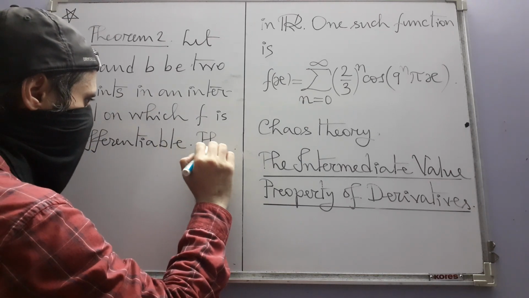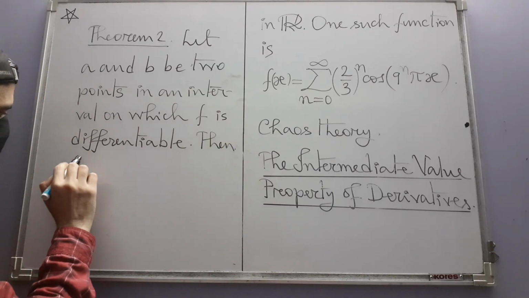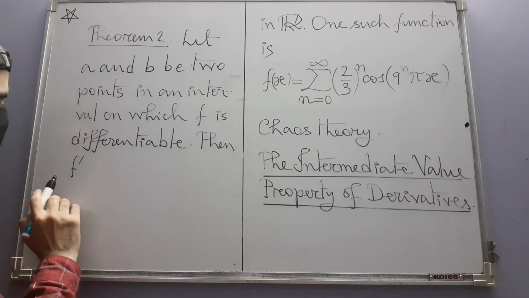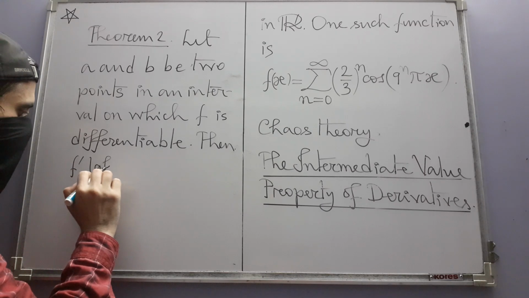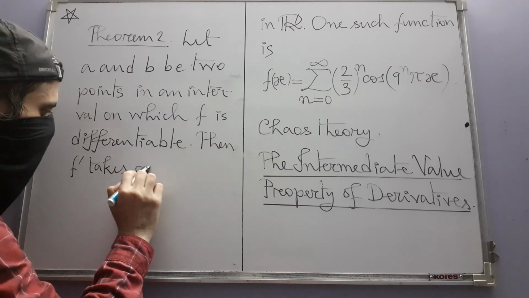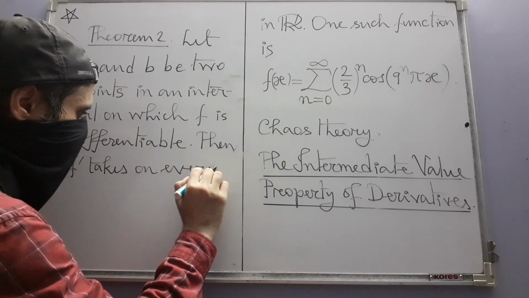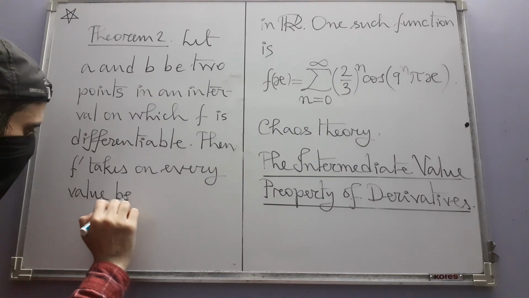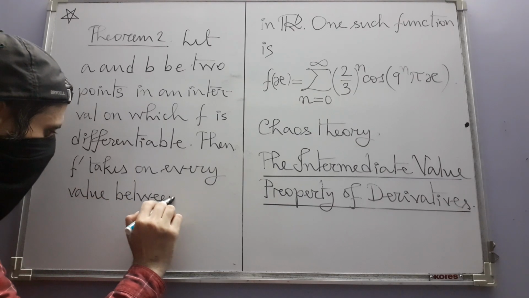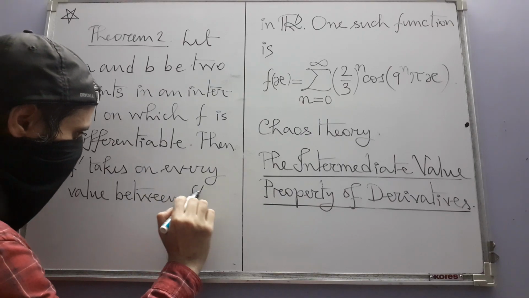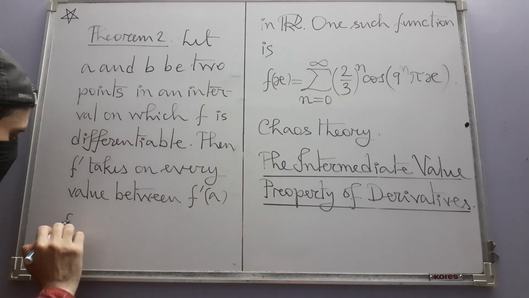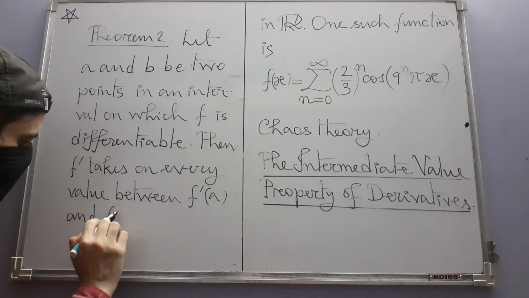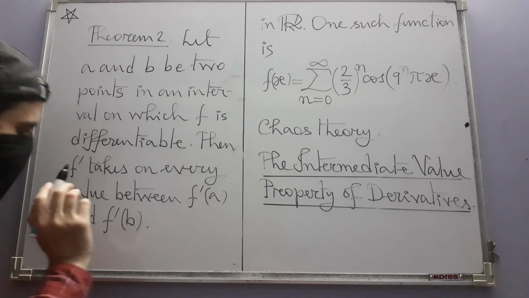Then f prime, that means the derivative of f, takes on every value between the derivative of f at a and the derivative of f at b.